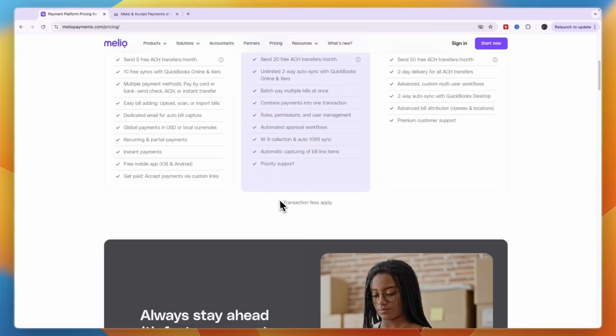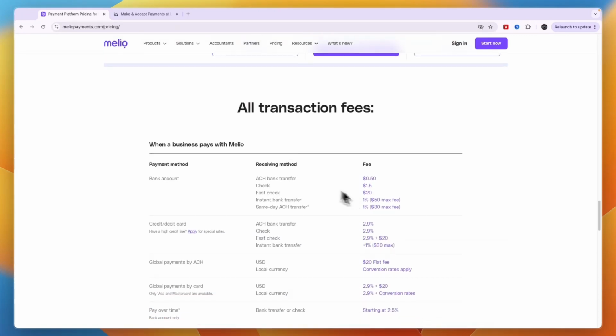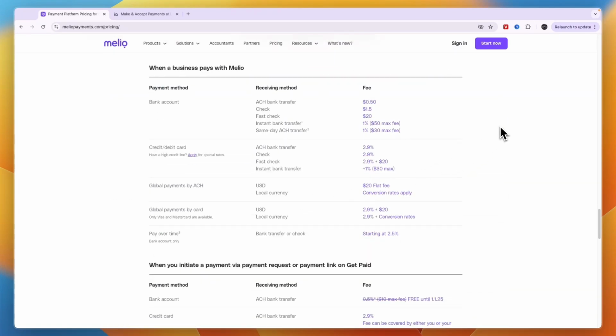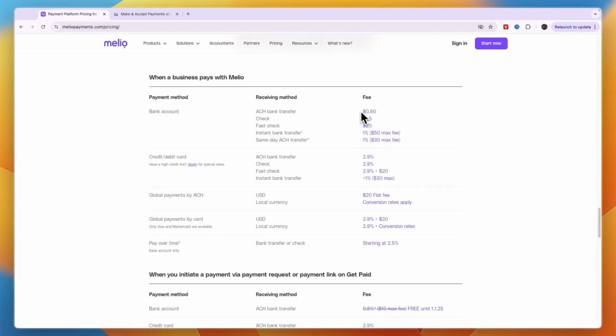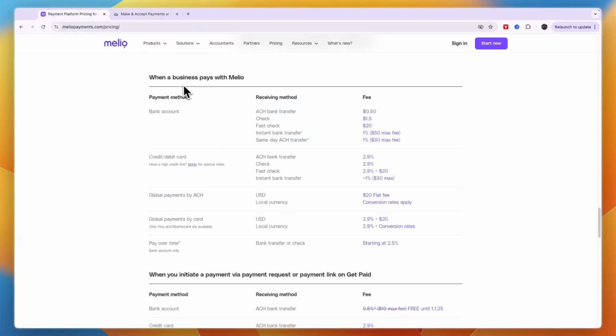Now in Melio, you can see you also have transaction fees. Now it's good to compare those. So the transaction fees on Melio, you can see right here. So for example, on ACH bank transfer, after you have used up your free ones, because you do get a certain amount of free bank transfers, but you can see it's 50 cents, whereas on Plastiq it was 99 cents. And the paper check here is $1.49. And on Melio, it's $1.50. Then you have Fast Check for $20. Instant bank transfer is 1% with $50 maximum. Same day ACH transfer is also 1% with $30 maximum.